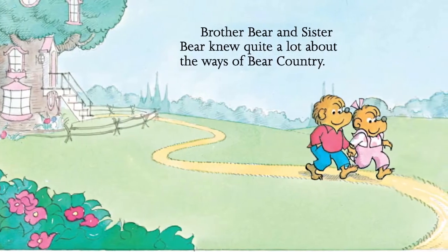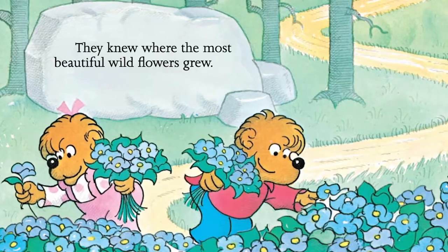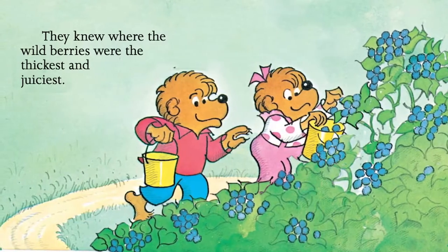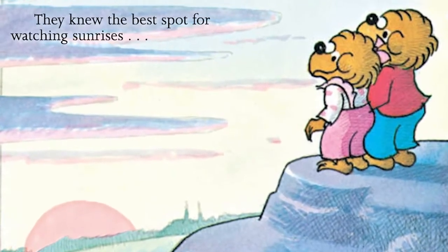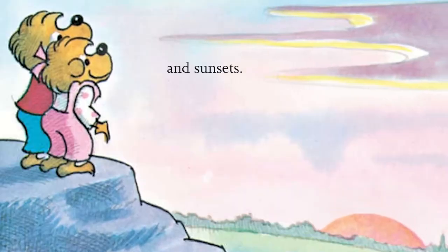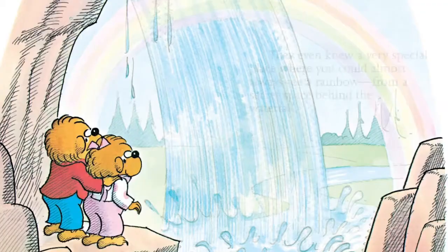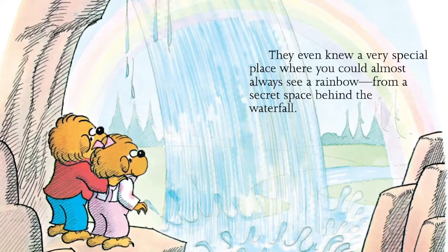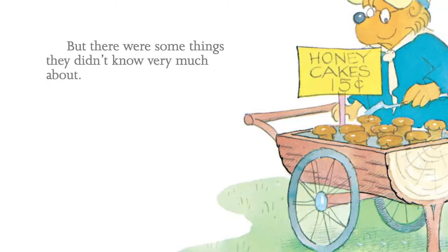Brother Bear and Sister Bear knew quite a lot about the ways of bear country. They knew where the most beautiful wildflowers grew. They knew where the wild berries were the thickest and the juiciest. They knew where the best spots were to watch the sunrise and the sunset. They knew where all the best honey trees were. They even knew a very special place where you could almost see a rainbow from a secret space behind a waterfall. But there were some things that they didn't know much about.